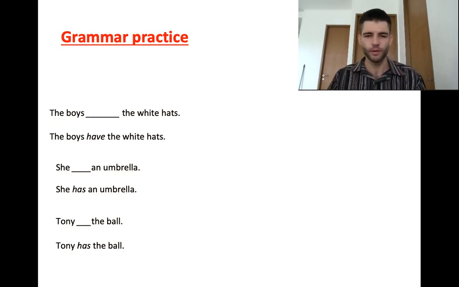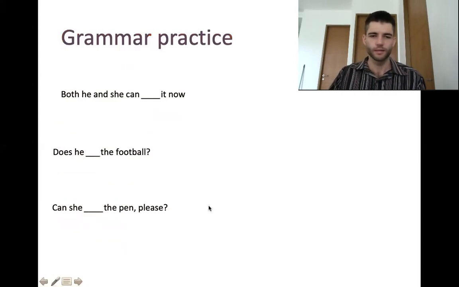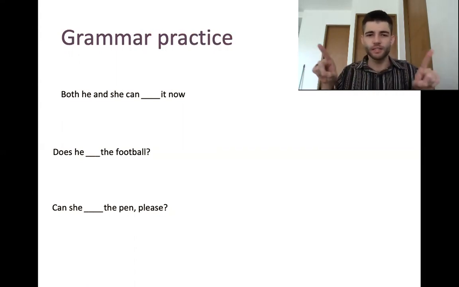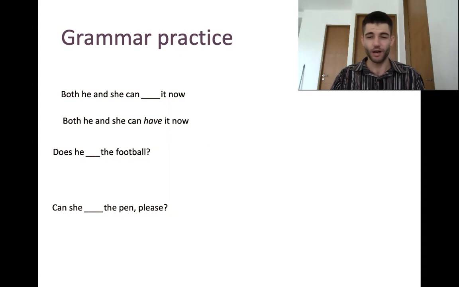Okay. So there are more examples. We're going to look at some more. And these are a little bit more tricky. So here we have both. He and she can it now. So when we speak about he or she, so he has or she has, we use the word has. He has, she has. But now in one sentence, we have both he and she. So what would we use? It's the tricky part. Now we use have.